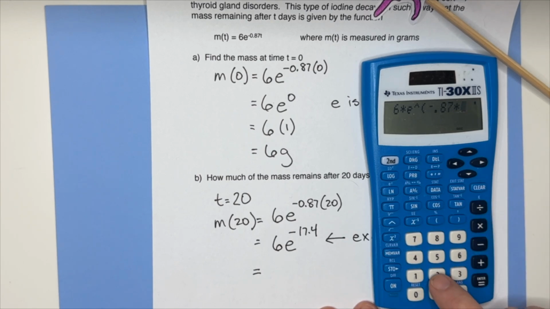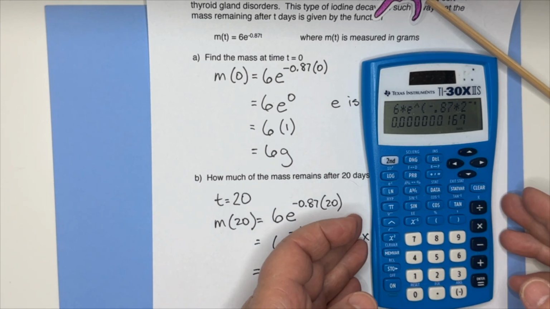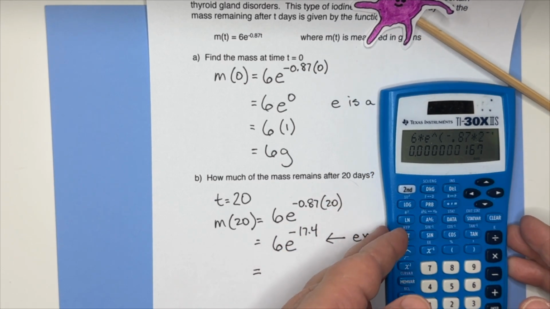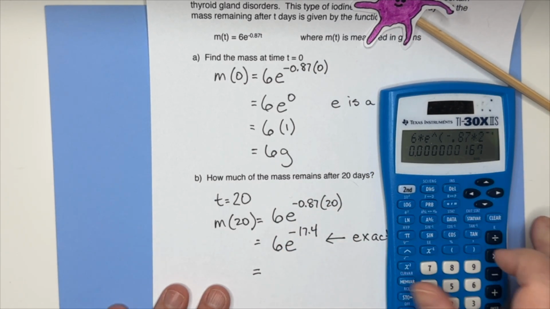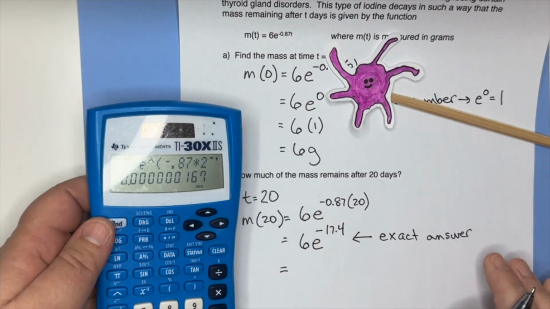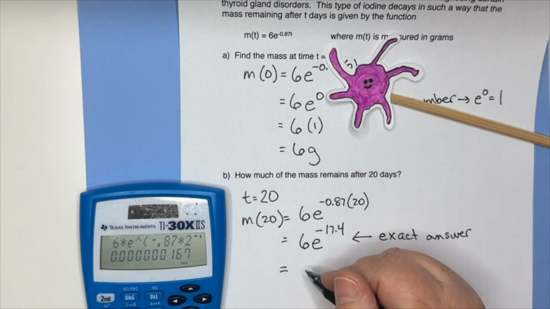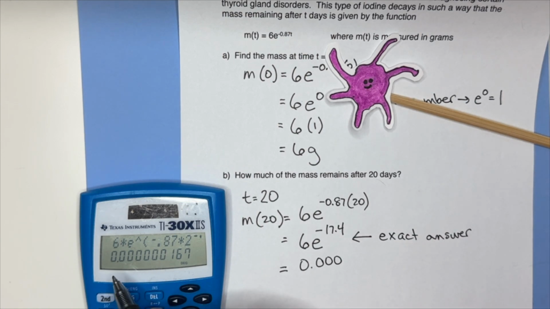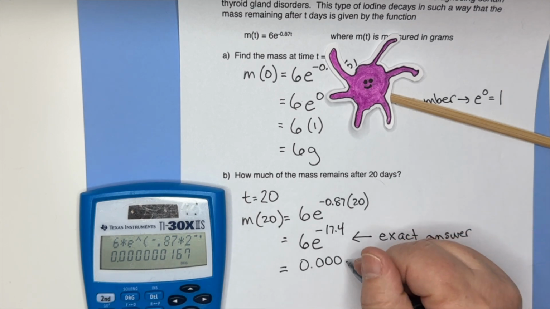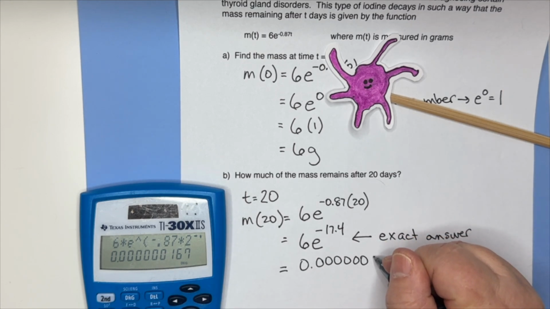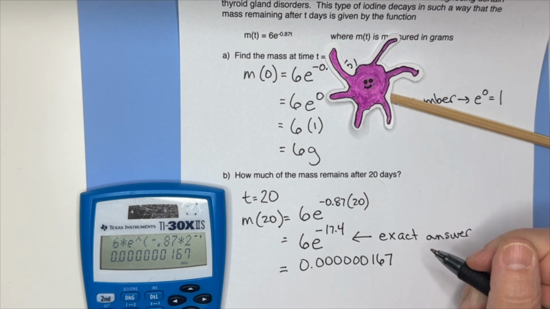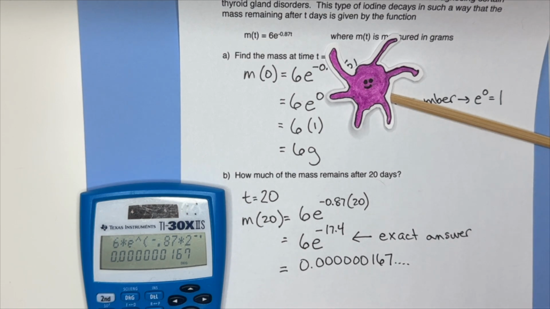0.87 times 20. And then I'm going to close the parentheses, and I'm going to get my value. And this is a very, very tiny amount. A gram is already pretty small, right? A gram is around like a penny in weight, so it's pretty small. And this is, let's see, 1, 2, 3, 4, 5, 6. I get 6 zeros, 1, 6, 7, and some other amounts.